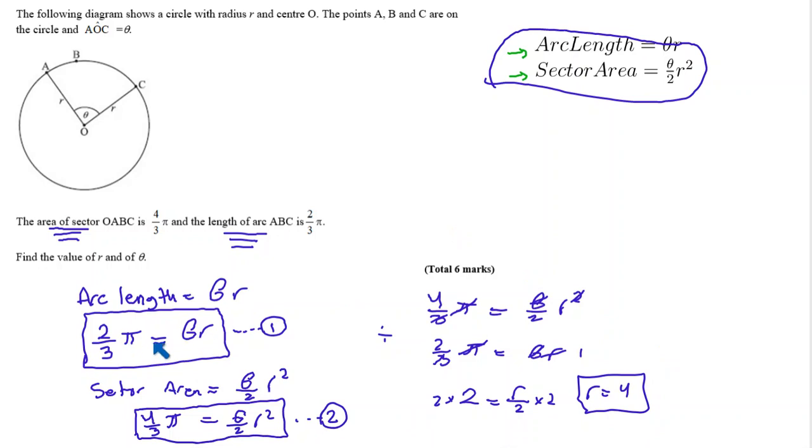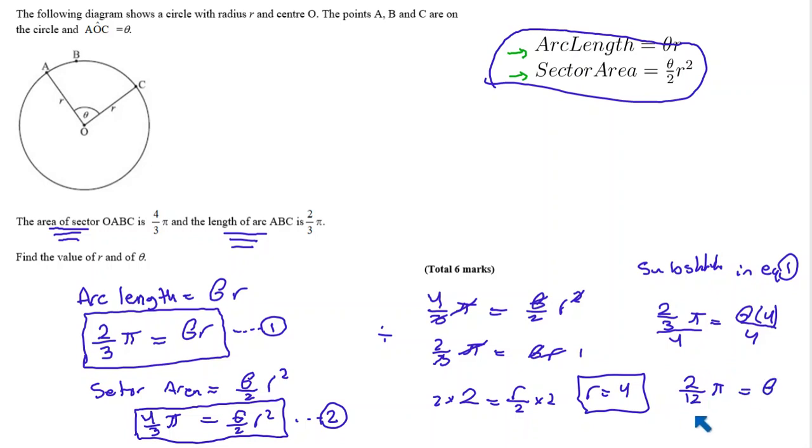I will choose the equation of the arc length because r is not squared, so it might be easier for me, but you can substitute in any equation. I will choose equation 1, you can substitute in equation 2 as well. So 2 over 3 pi is equal to theta, which is unknown, times 4. To keep theta alone, I have to divide the whole equation by 4. So this will become 2 over 12 pi, which can be simplified to pi over 6, equal to theta.